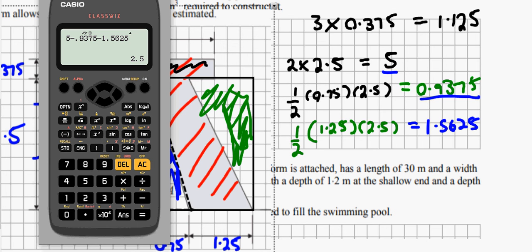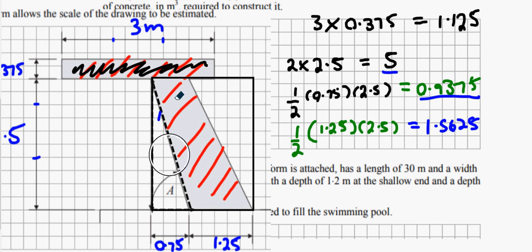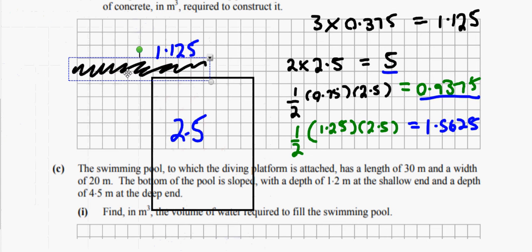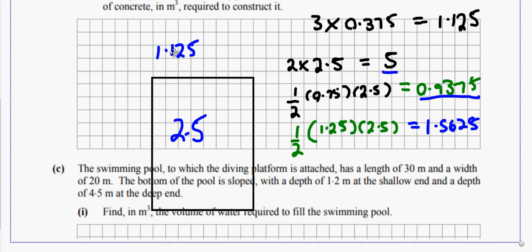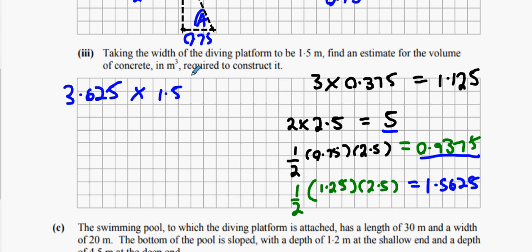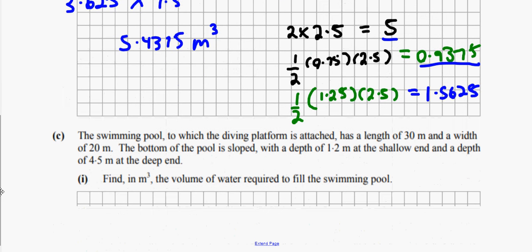Okay? So if you look here, this region here is 2.5. Yeah? And this region up here is 1.125. So we add the two of them together, and what do we get? 3.625 is the area, and we've got to multiply that by the depth, which is, oh man, and the answer therefore is 5.4375 meters. Good.